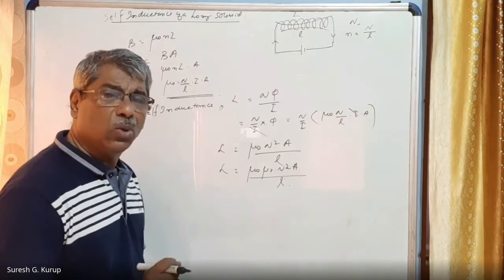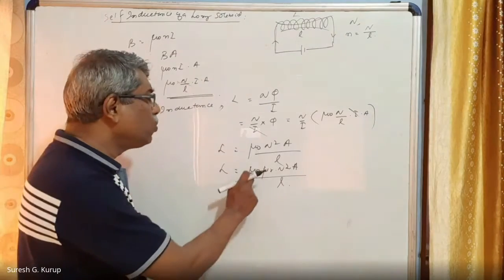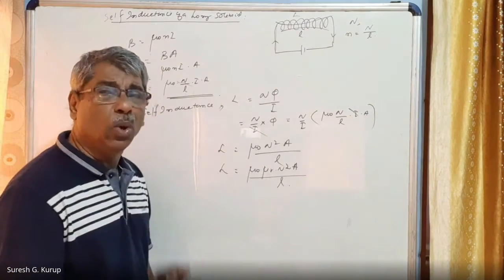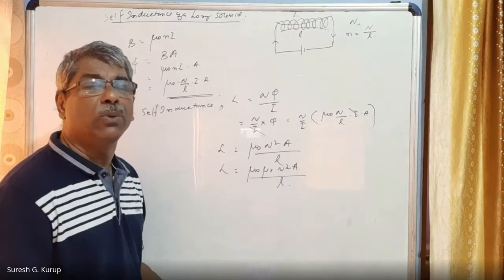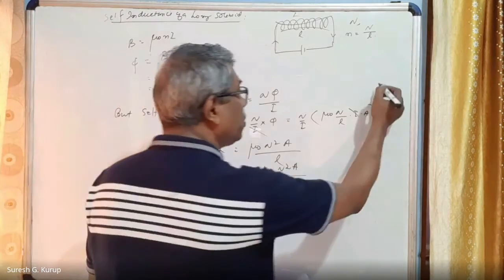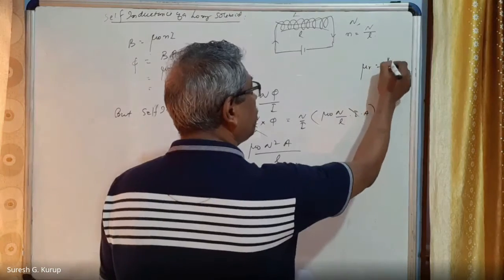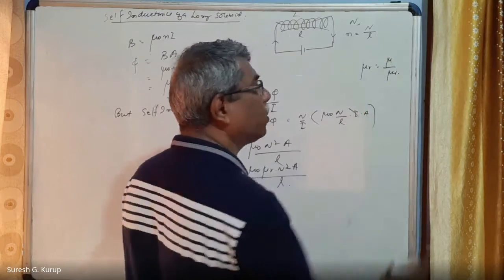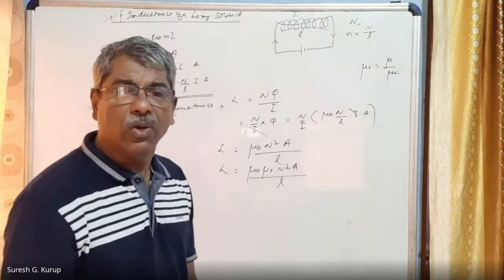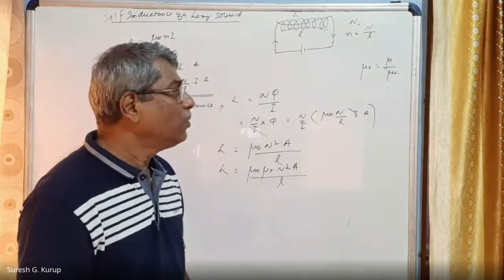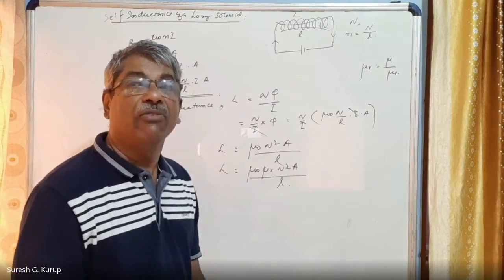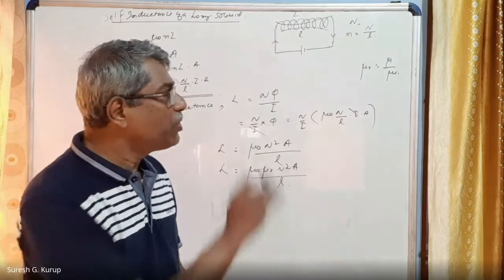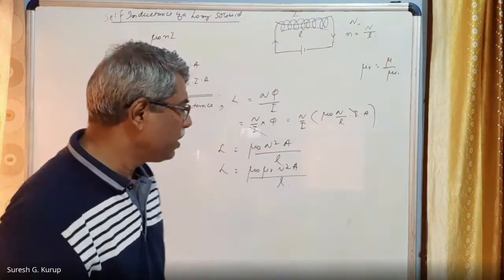But everybody knows that very simple thing: mu 0 mu r is equal to mu only, because mu r is equal to mu by mu 0. What is mu? The absolute permeability of a medium. What is mu 0? The absolute permeability of free space. The ratio of these two is called relative permeability, right?